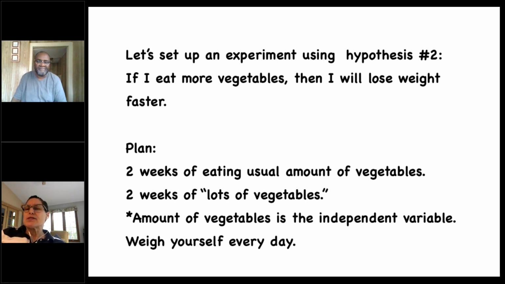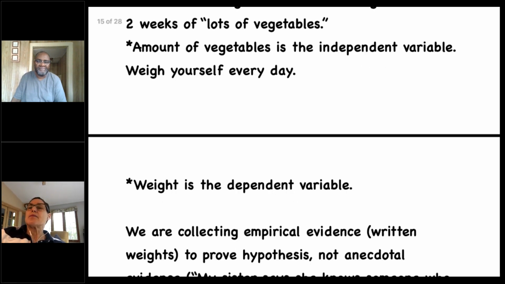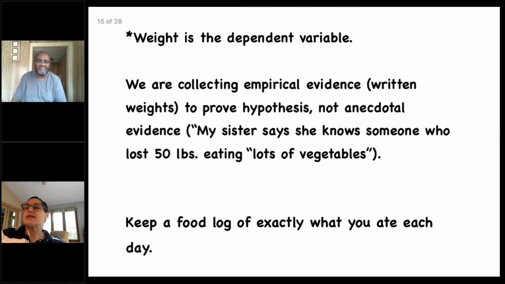The amount of vegetables is the independent variable. I'm going to weigh myself every day, and the weight is the dependent variable, so it's what changes. Okay. We're collecting empirical evidence. We're writing down the weight to prove a hypothesis. We're not just using anecdotal evidence.